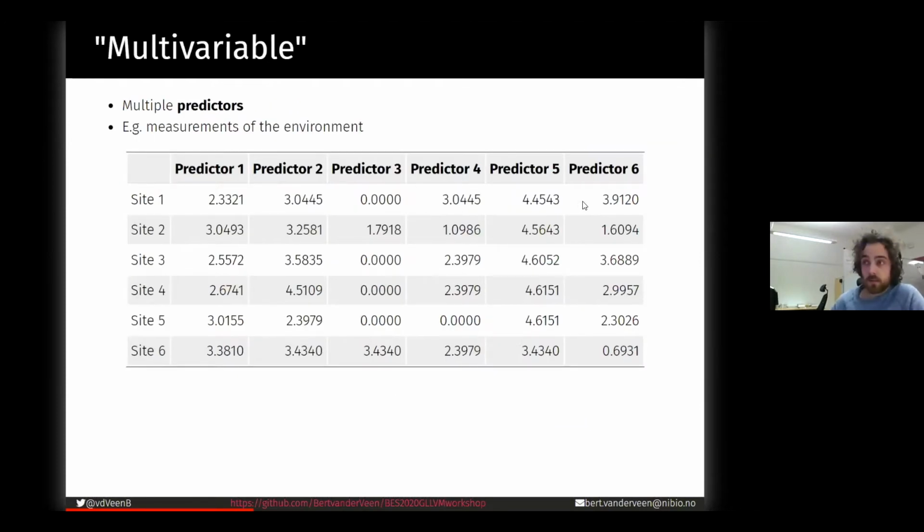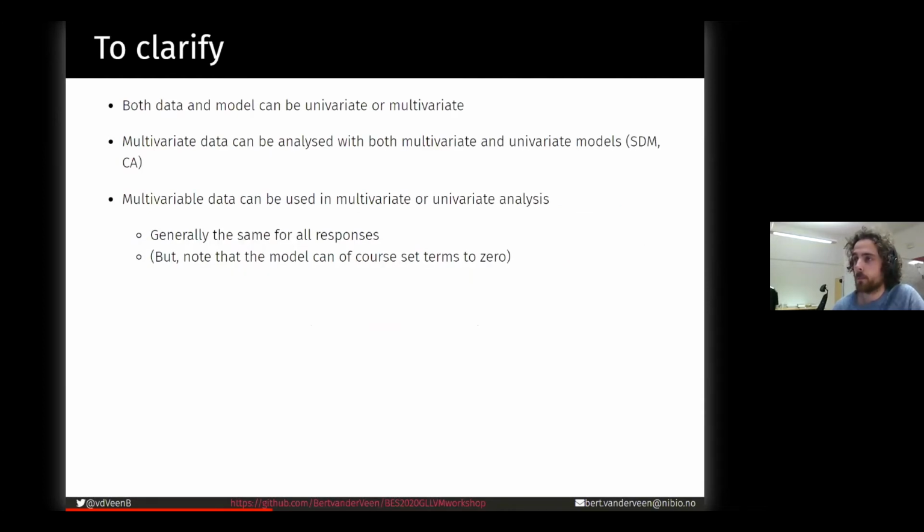In contrast, multivariable means that we have multiple predictors. So measurements of the environment at each of the sites, such as temperature or soil moisture. And we can also have a separate matrix for that, where here we have the environmental variables or measurements on the columns, and the sites again on the rows. And then each of these holds some kind of measurement. So that's just to clarify.